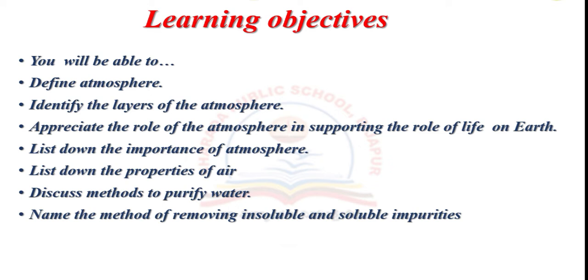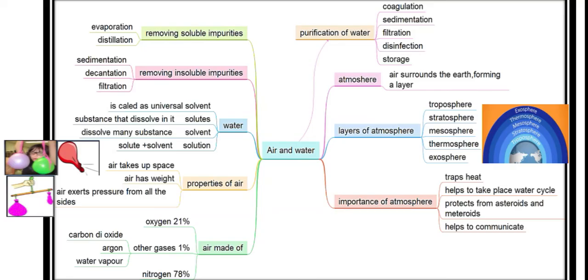Okay students, in the next slide, I am going to display a mind map for you. You have to observe it and listen to me carefully. Okay, let's start. Atmosphere. Air surrounds the Earth, forming a layer called atmosphere. The atmosphere is divided into 5 layers. The first layer is troposphere. It is the layer closest to the Earth, where all living things are found.